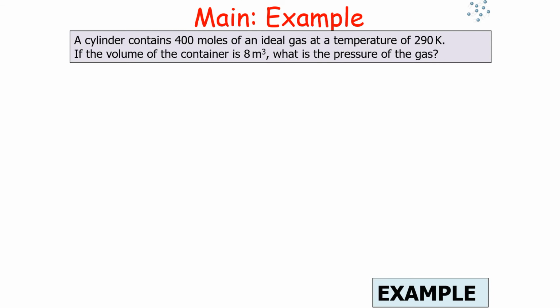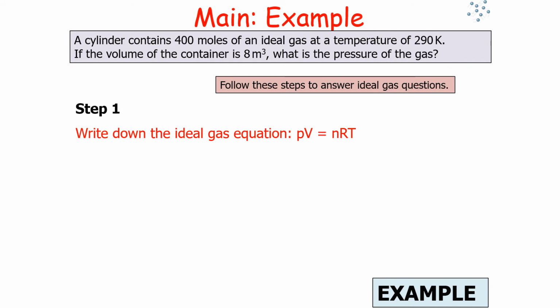A cylinder contains 400 moles of an ideal gas at a temperature of 290 Kelvin. If the volume of the container is 8 meters cubed, what is the pressure of the gas? To answer this type of question, you would follow these steps. Step 1, write out the ideal gas equation you would need to use with the values given in your question. In this case, PV equals nRT.